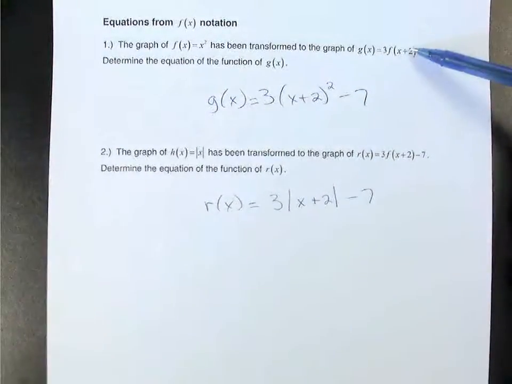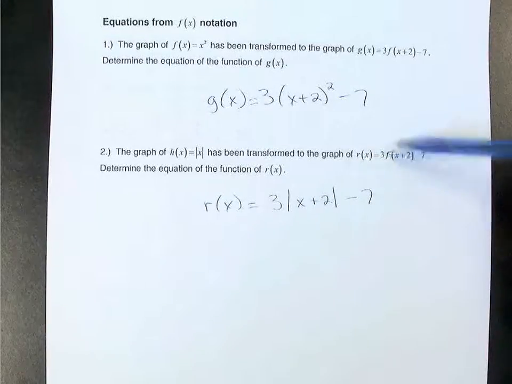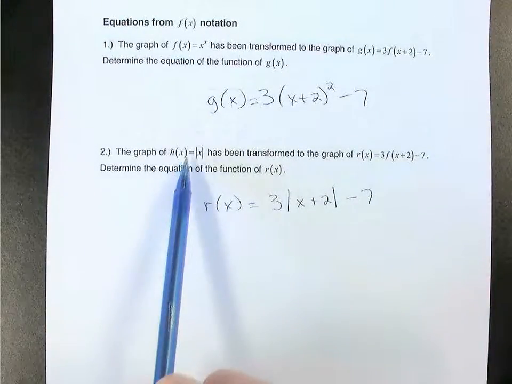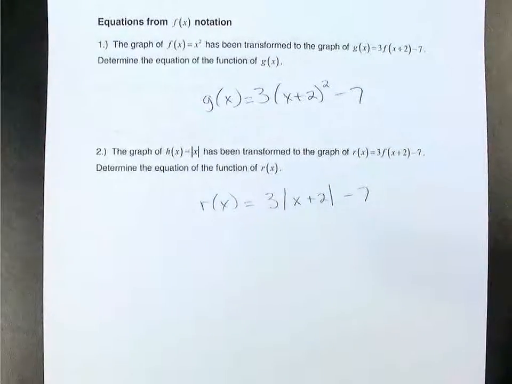Had I just given the function notation, I would know the transformations, but I don't know what my starting graph is without being told what graph I'm given, a parabola or an absolute value or any other kind of graph that could carry on with it.